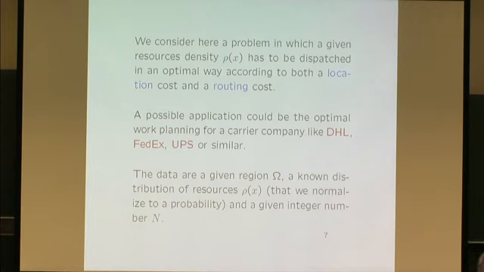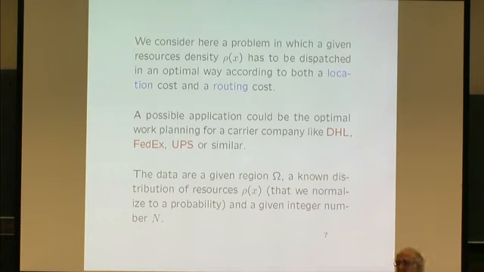So the mathematical problem is to design the airports, where we should put the airports once the resources density rho of x is known. So assume we know perfectly the location of the resources. You can imagine a carrier like DHL, FedEx, or UPS. And they know very well how the resources are spread over the region they want to cover. Rho of x is the density of resources.